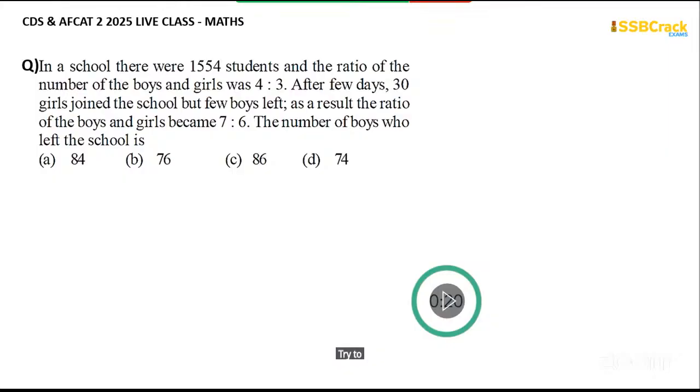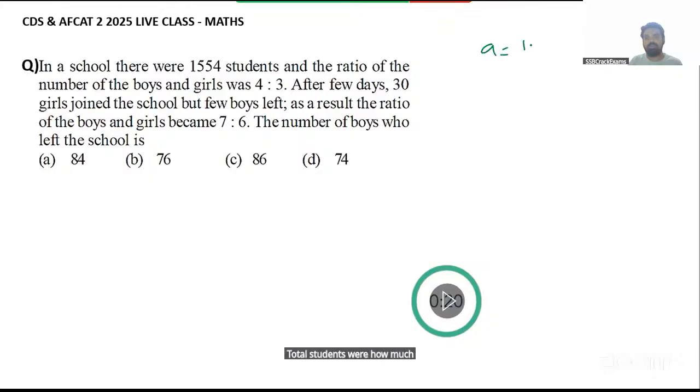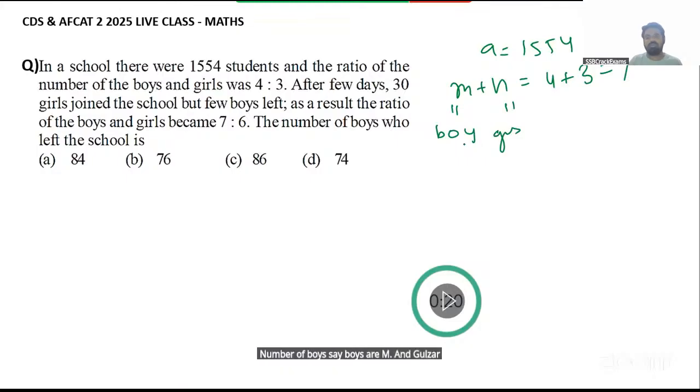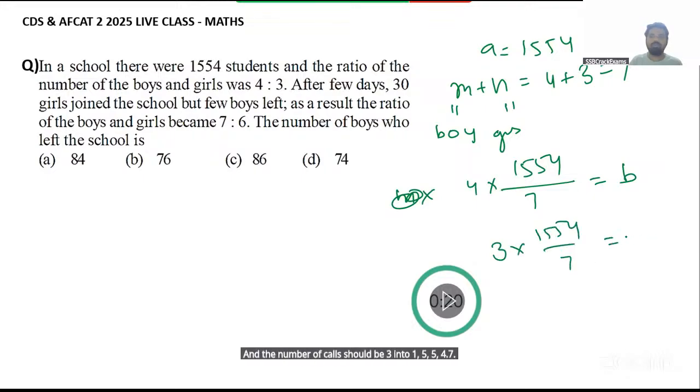Try to do this. What it is saying? It is saying that total students were how much? Say A is 1554. Then we know that their ratio sum m plus n is equal to 4 plus 3, which is 7. Now I will find the number of boys and girls. Say boys are m and girls are n. So the number of boys is 4 into 1554 upon 7, and the number of girls should be 3 into 1554 upon 7. So this will be the number of boys and this will be the number of girls.